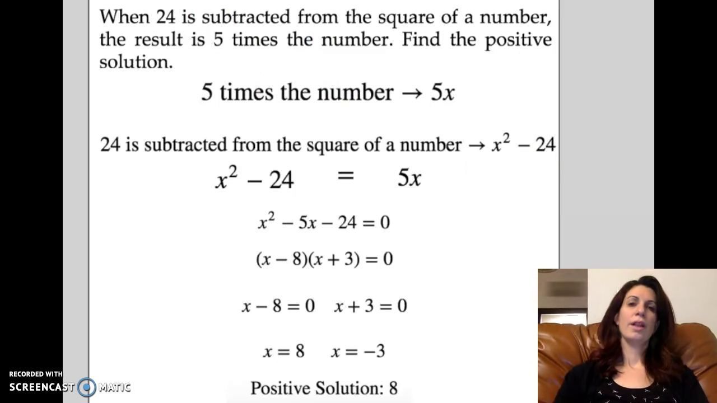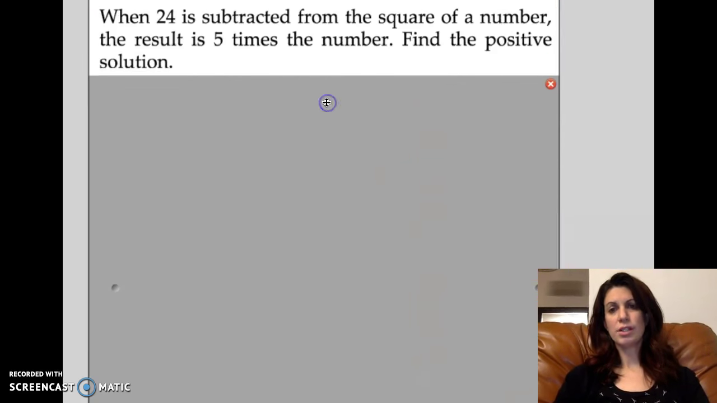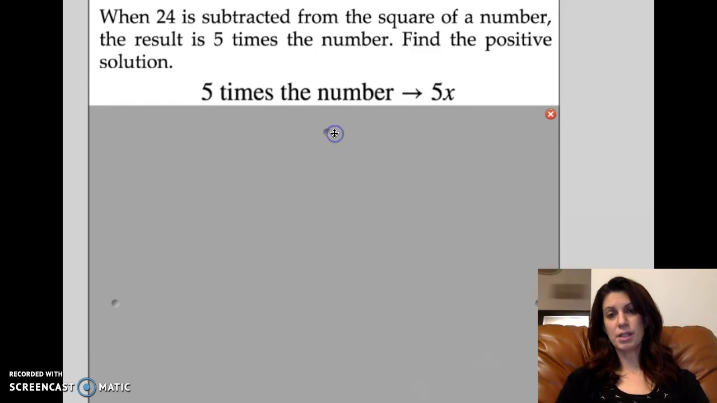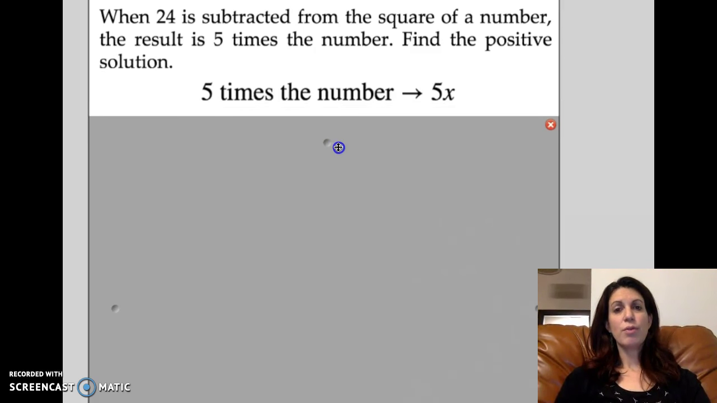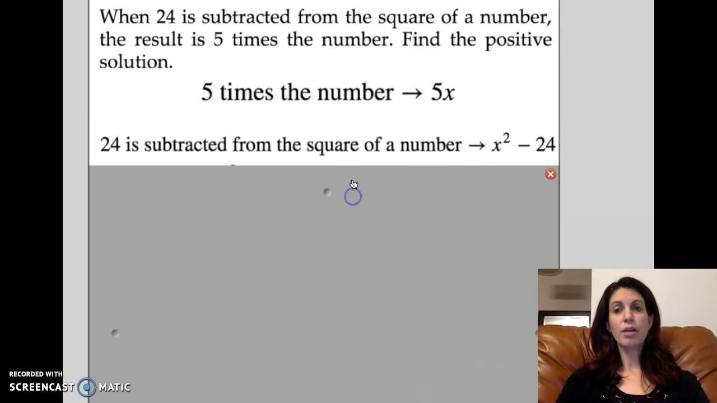Okay, let me lower this so we can take this step by step. When 24 is subtracted from the square of a number, the result is 5 times the number. Find the positive solution. So 5 times a number means 5x, so we're pretending that the number is x. The square of the number means x squared, and 24 is subtracted from it, so x squared minus 24.